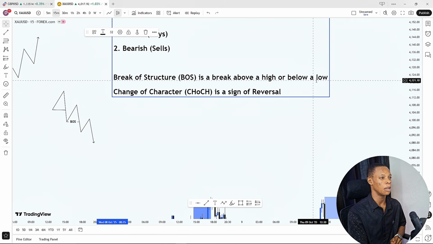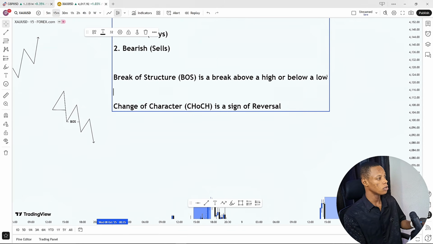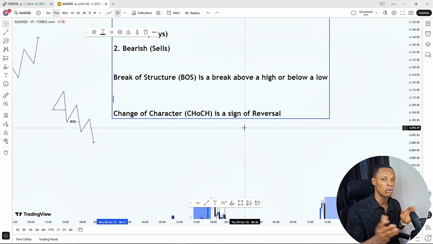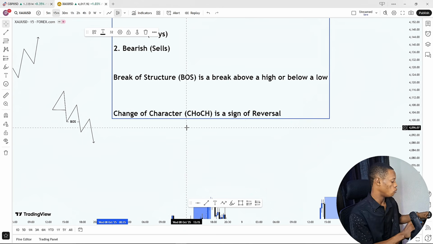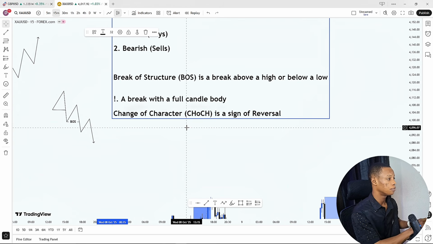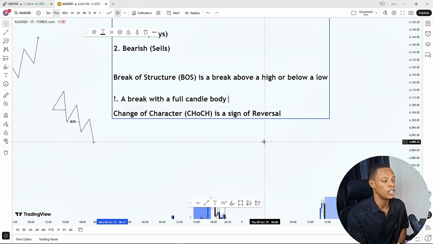Now, what's going to make a break of structure valid? What's going to validate a break of structure? Not all breaks are valid, right? What's going to make it valid? We have only one thing that's going to make a break of structure valid or not valid. First, it should be a break with a full candle body.